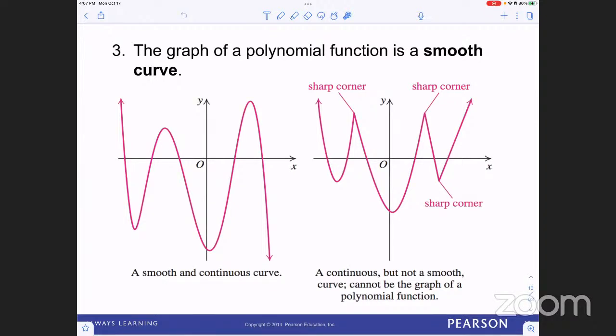What that means is basically that there are no sharp corners, no edges, nothing like that. So for a polynomial graph, all the curves are smooth curves. If you have a sharp corner, then it can't be the graph of a polynomial. Okay.